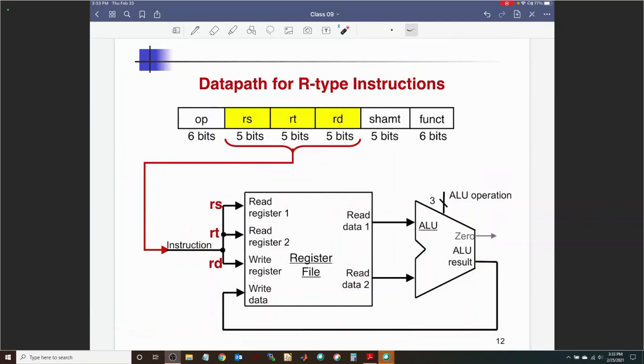So we got the register file into the picture, and we also got the ALU into the picture now. What is a write register? Where is write register? It's not there, written over here. It's an additional input. It's not shown here.